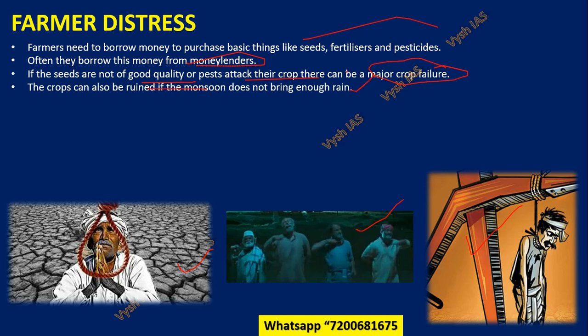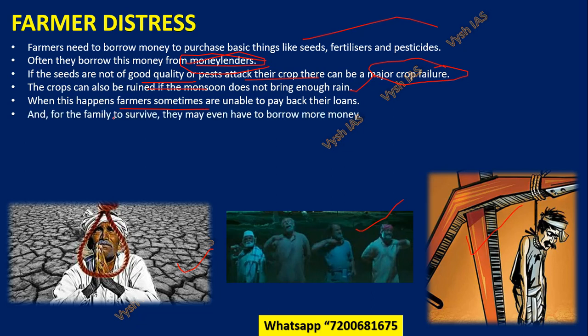So these are all problems of the farmers. These money lenders don't have anything to do with this. They have given this much money, which means next month, or whichever date they tell, they need the full money with interest. Okay, and the interest will be high also. So when this happens, farmers sometimes are unable to pay back their loans, and the family, to survive, may even have to borrow some more money.